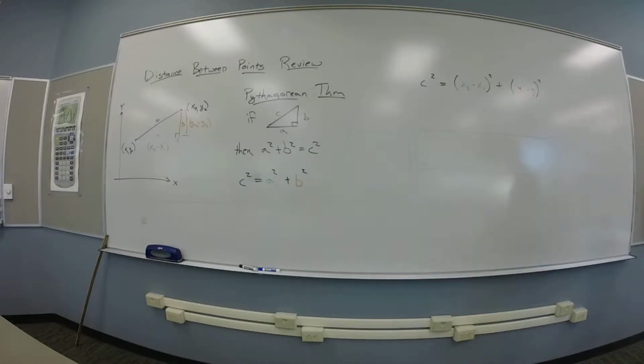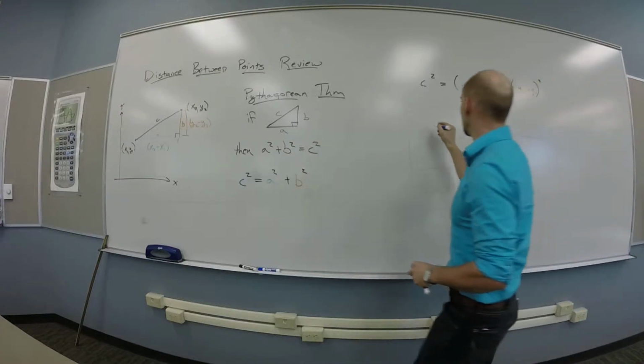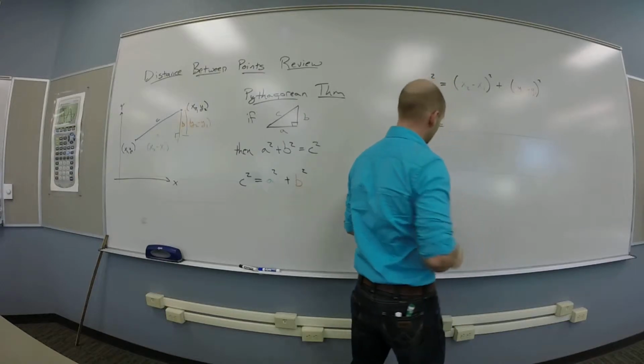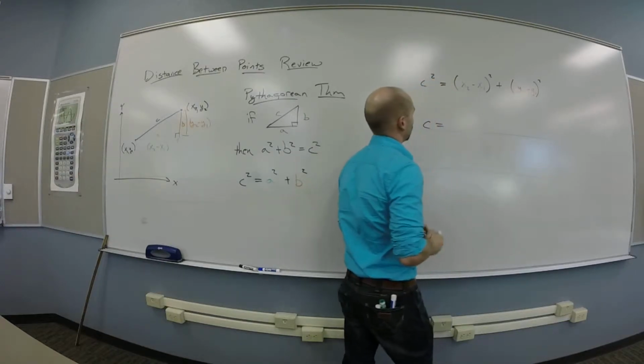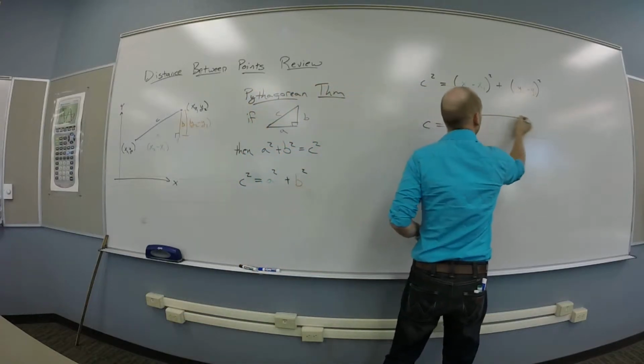Okay, but now I'm not quite there, right? What am I still hung up on? Square root. You take the square root of all that. Why? Because of c squared. So you need to take the square root of everything. I honestly couldn't give less of a hoot about the square of the distance, right? I want to know what the distance is. So c is the square root of this stuff.